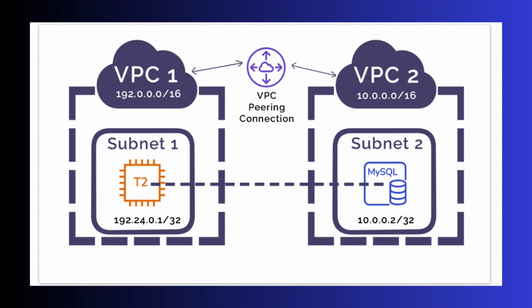However, with VPC peering, VPC1 and VPC2 can be connected using a peering connection and construct one network. Therefore, all the resources from either VPC1 or VPC2 can communicate with each other privately without going through the public route, which improves performance as well as reduces security threats.